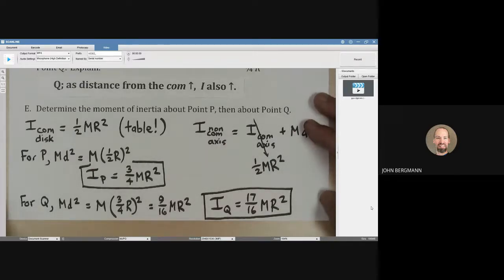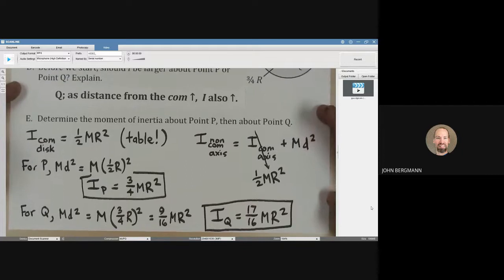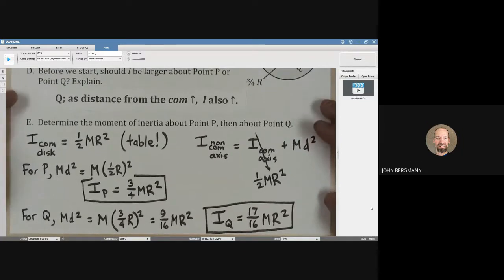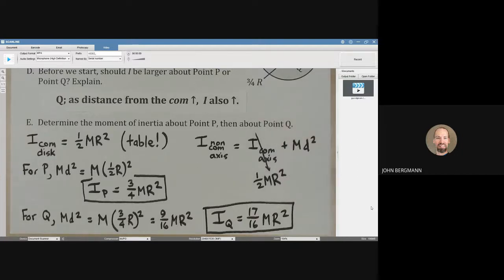And as we predicted in part B up there, which is still on the screen, as the distance from the center of mass increases, the moment of inertia should also increase. 17/16 is definitely bigger than 3/4. I think we look okay.